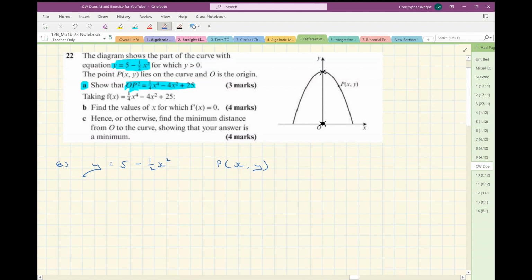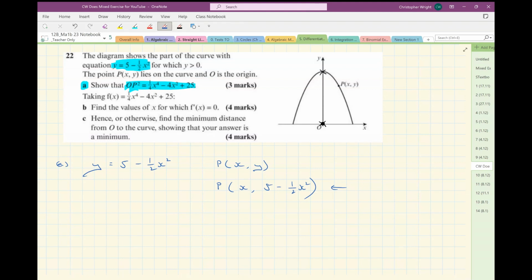Now, the coordinates we're given are P is (x, y), but actually because P is on the curve, we know its x and y coordinates are connected, of course. If the x coordinate is x, then the y coordinate is 5 minus a half x squared. So that's going to be a better representation for the coordinates of P, because we know P lies on the curve. So those are the coordinates of P, and we need to show that OP squared is that.